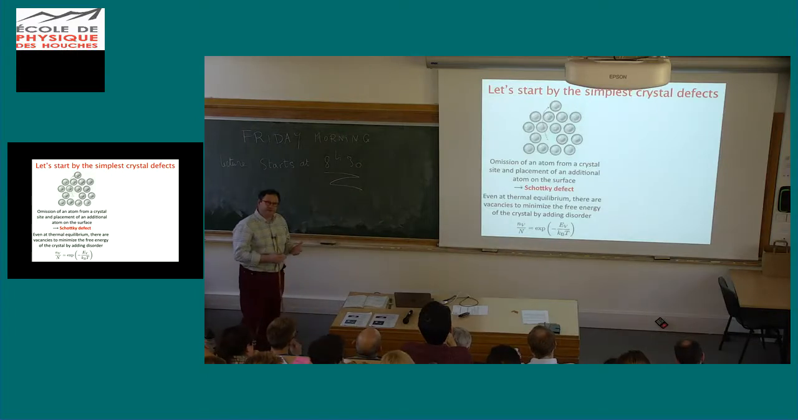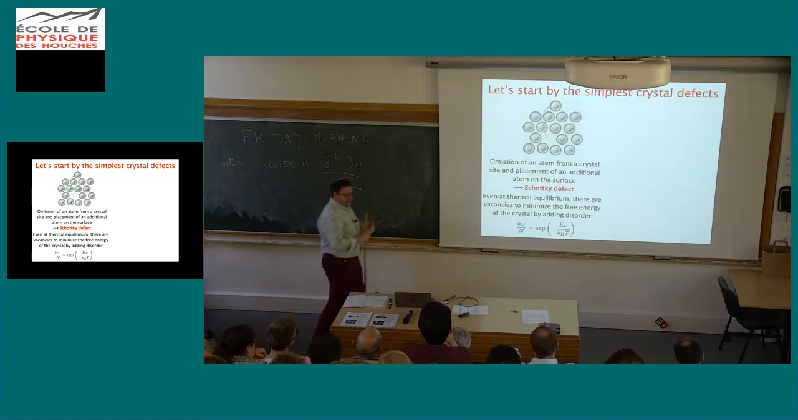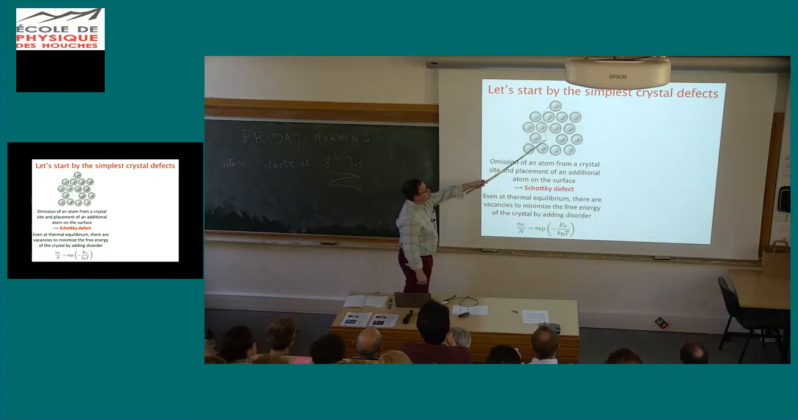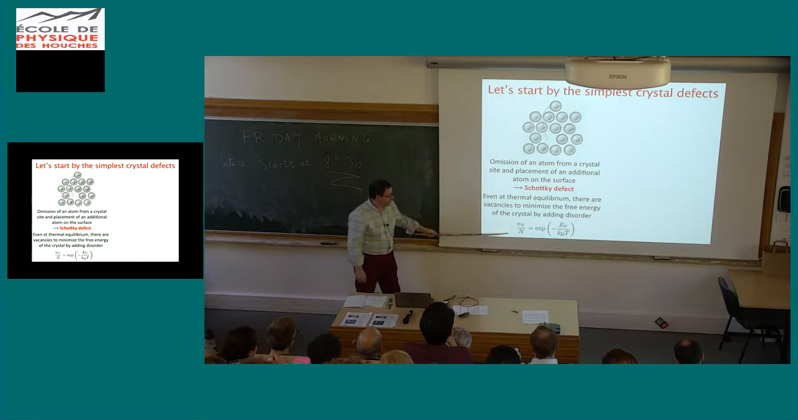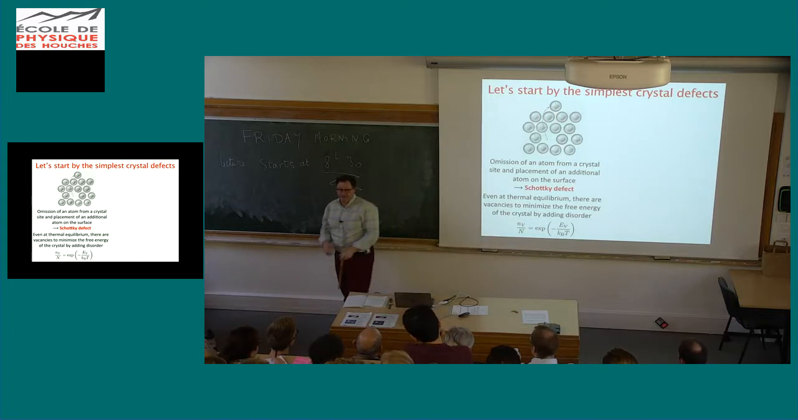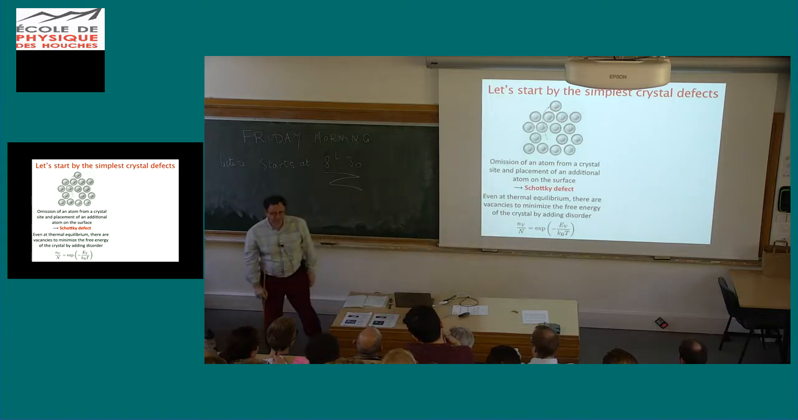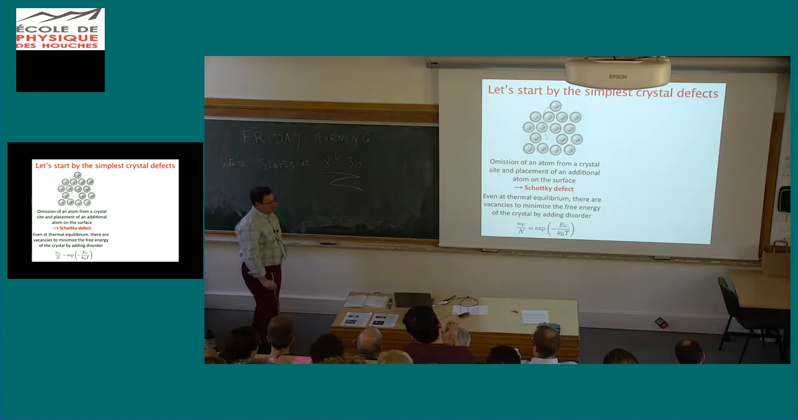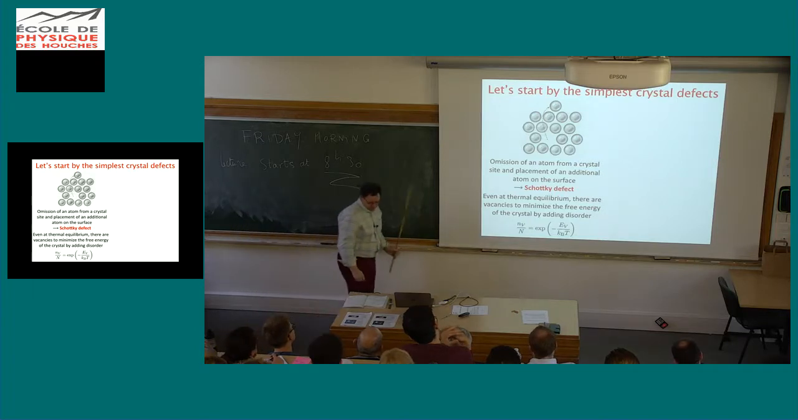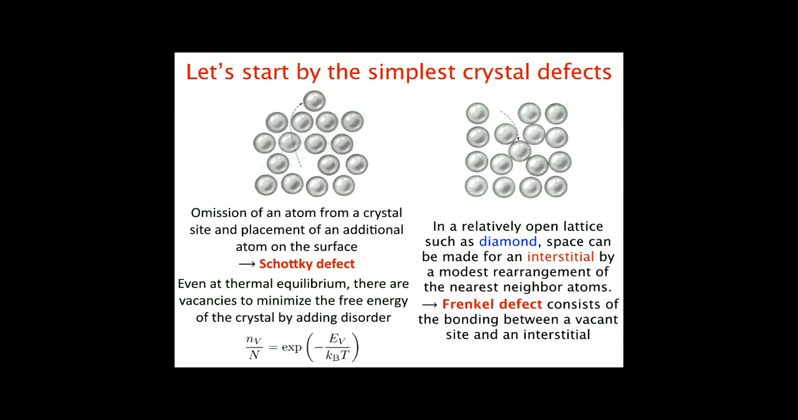If you need to minimize the free energy of the crystal, you will add disorder, and the disorder will come from those vacancies. You always have a certain number of vacancies that exist in the crystal due to that. But you can, of course, be out of equilibrium and add more vacancies than what is there.